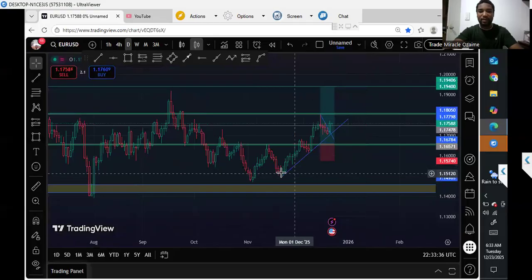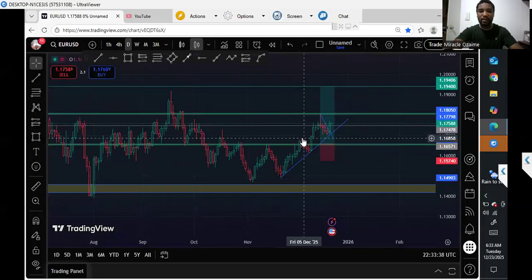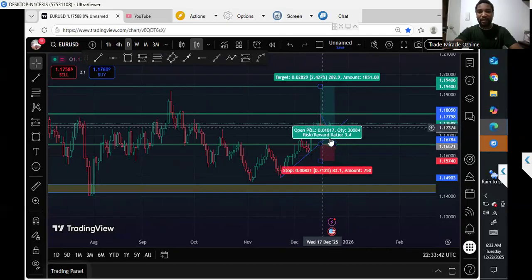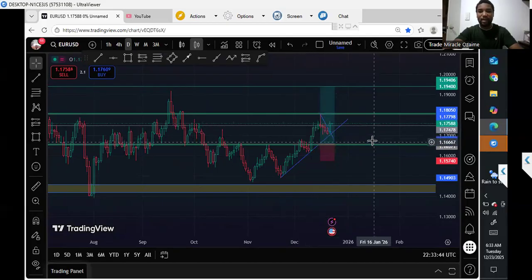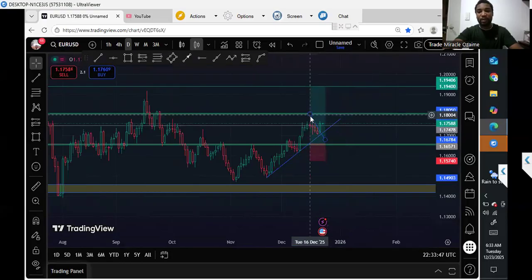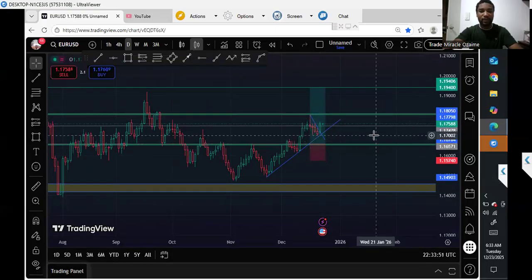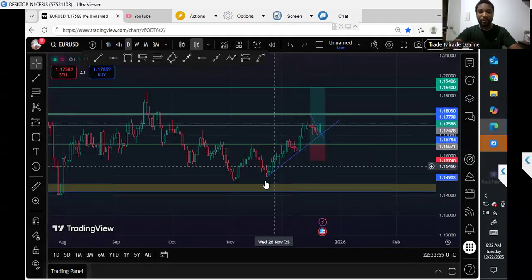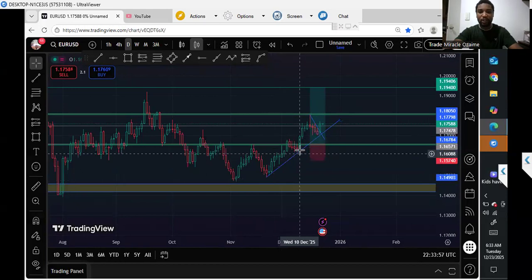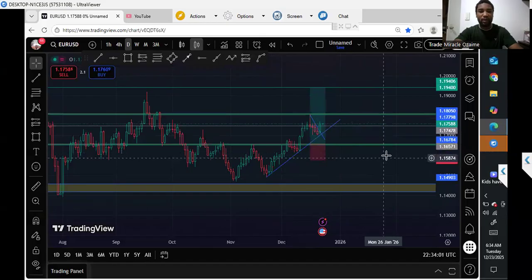So look at it. First touch of the trend line, second touch of this trend line, and this is typically the third touch of the trend line. And price has currently broken the counter trend line. So I'm looking for Euro USD to buy. Euro USD is bullish as of the moment. Look at the first touch here, the second touch here, and this is the third touch of the trend line with the bearish engulfing candlestick pattern. So I'm looking for Euro USD to buy.